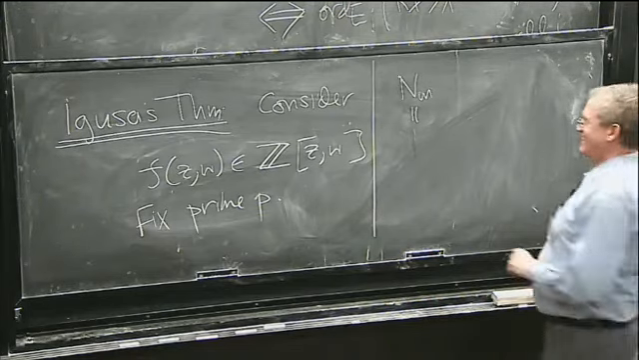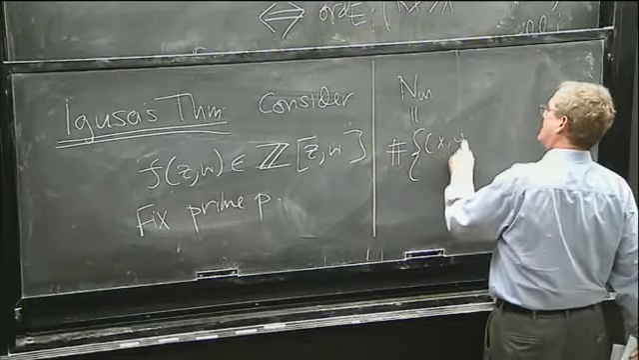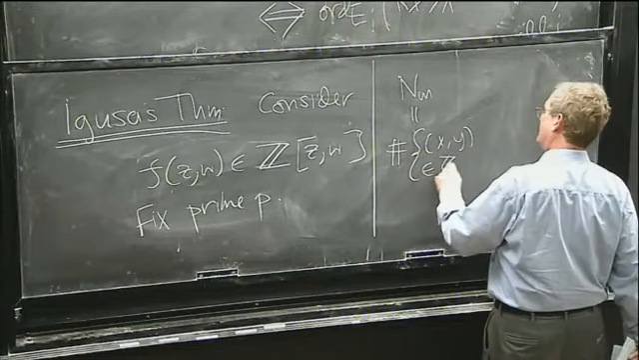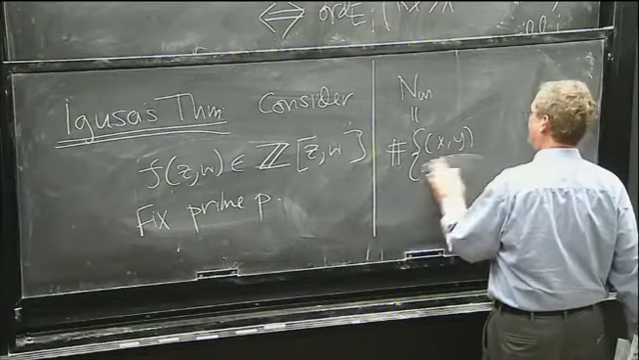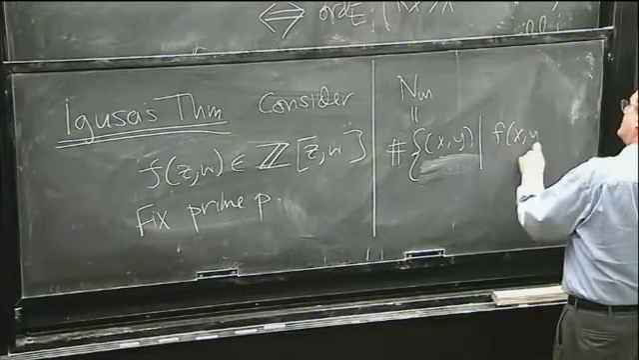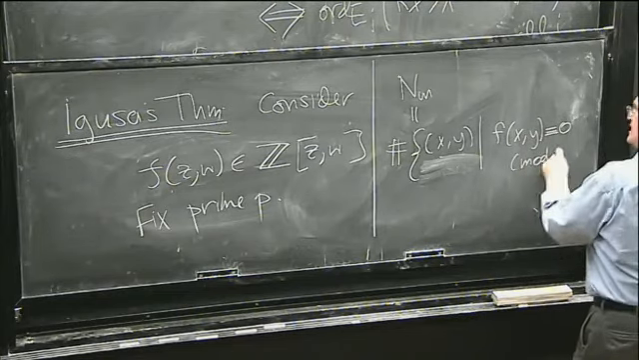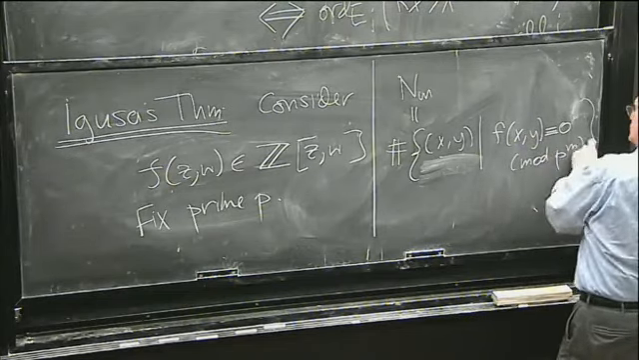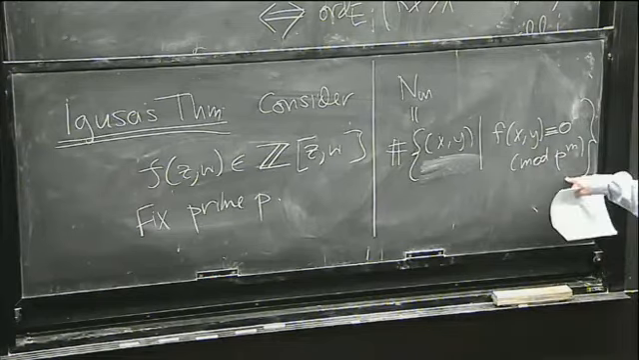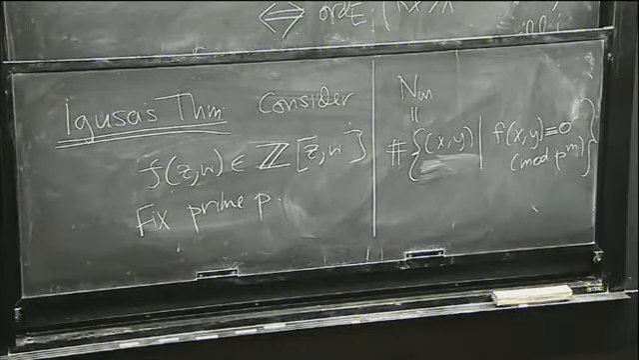So I want to look at the number of pairs x, y. So x and y are integers, such that f of x and y is congruent to 0 modulo p to the m. So I want to look at solutions to a polynomial modulo high powers of a prime. I'm thinking of x and y as integers here, and then I'm really thinking of them as integers mod p to the m.